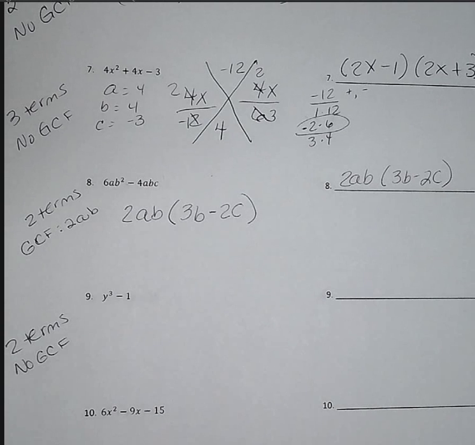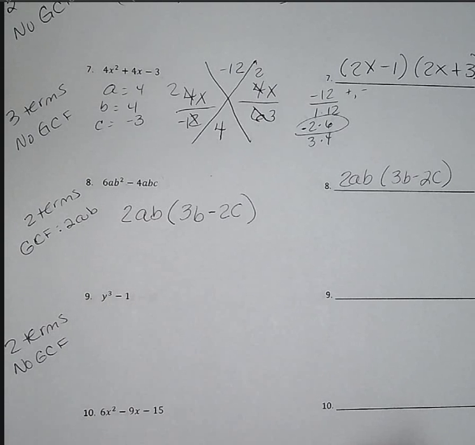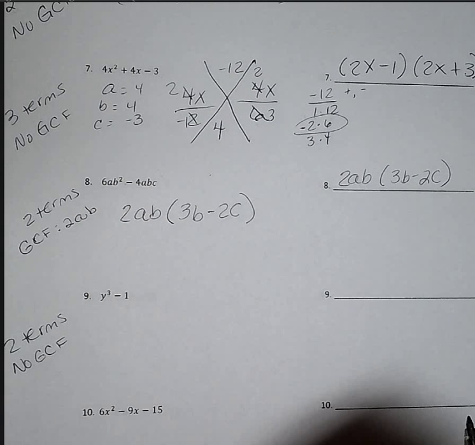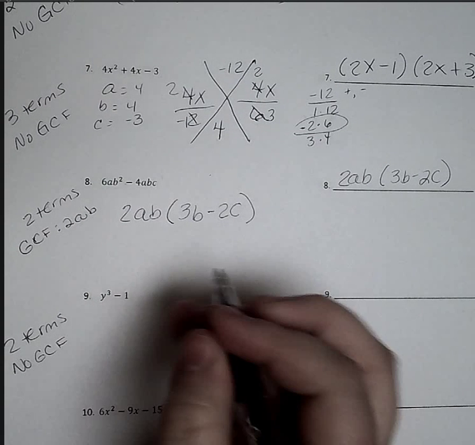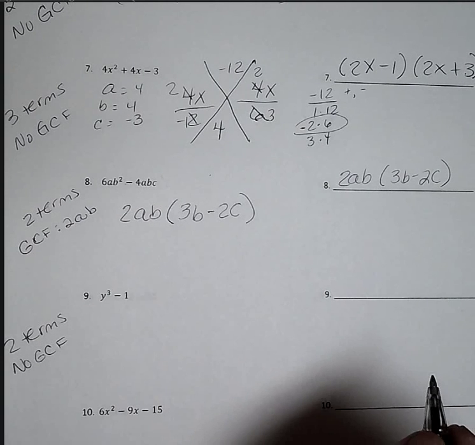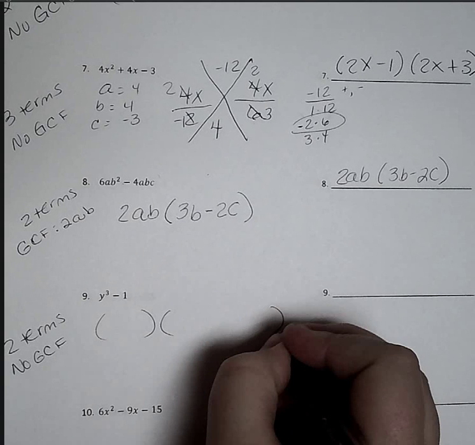Okay, so now we look at number 9. On number 9, we have y to the third minus 1. So there is no greatest common factor. Since there are 2 terms, we know it's our difference of cubes because I multiply y by itself 3 times to get y to the third.